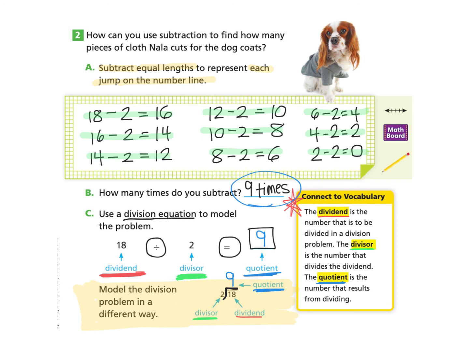So we have reviewed 3 vocabulary words that are connected with the division equation. If you would like to go back and rewatch this video and pause along the way, you can do that at any time.